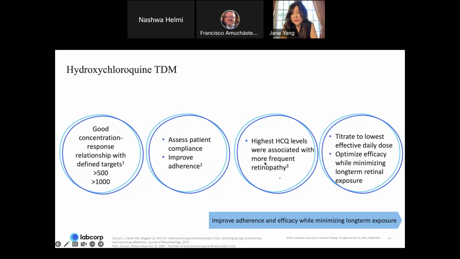Retinopathy risk has now been linked to hydroxychloroquine levels. In 2020, Johns Hopkins published a very important study, the results of a first prospective study of 500 lupus patients that demonstrated that those with the highest hydroxychloroquine blood levels had the highest incidence of retinopathy. So taken together, rheumatologists are using a target range for lupus patients of greater than 1,000, but less than 2,000. And they are using the TDM to determine each patient's lowest effective daily dose.